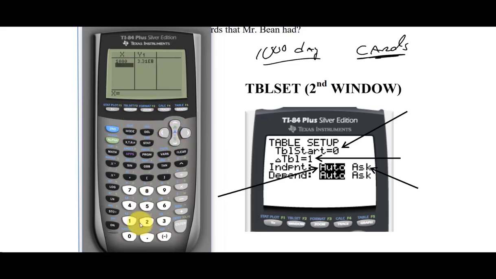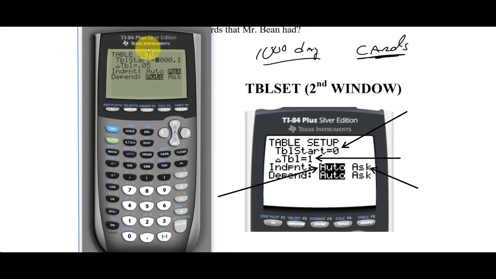If you wanted to, you can type in 20. Okay, you can type in 0.2. You can type in negative numbers, -6. It'll give you all of that information. So instead of having to find it in the table, you can just type it in by going to this TBLSET menu.